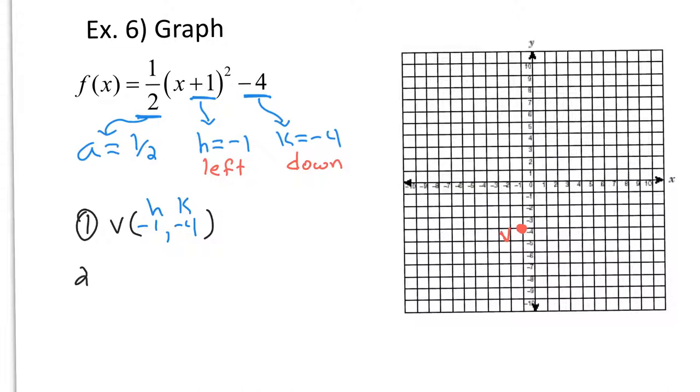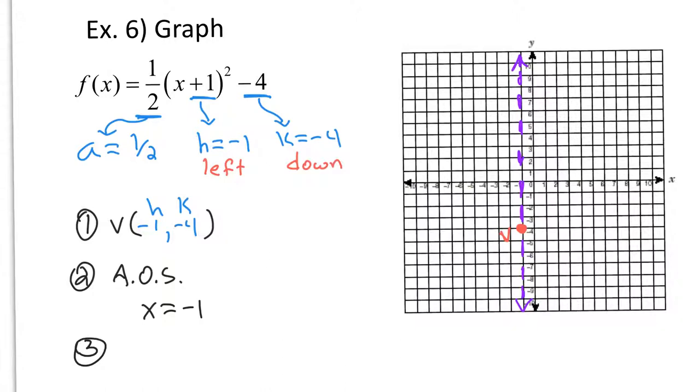Step number 2, you do your axis of symmetry. So I'm going to do my dashed line. Notice the dash is going up and down. It is a vertical line, and it cuts the parabola in half. So we are able to reflect the points. The equation of the axis of symmetry is your h value. So negative 1, I put right here.